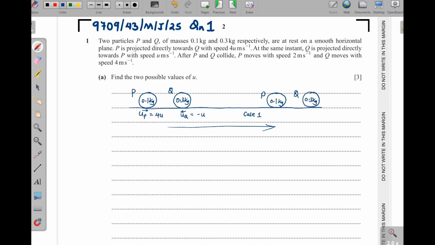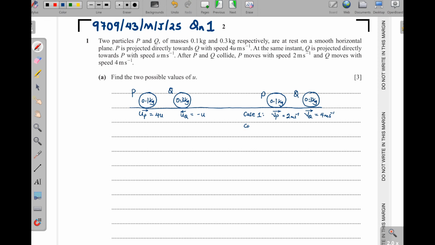In case 1, we can see these two can move to the right. So I can have VP going this way, and VQ also going this way. VQ is 4 meters per second, and VP is 2 meters per second. It was given here.